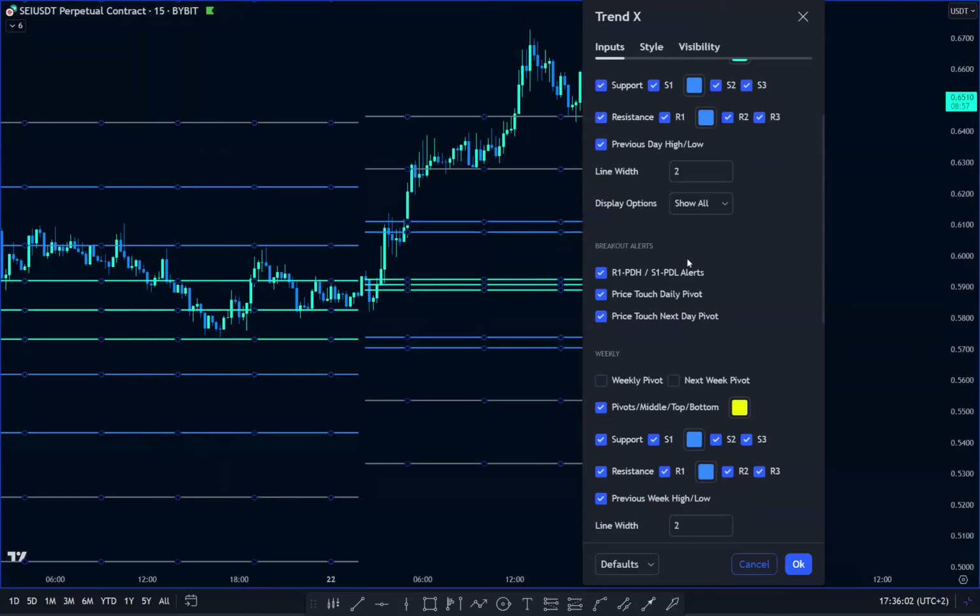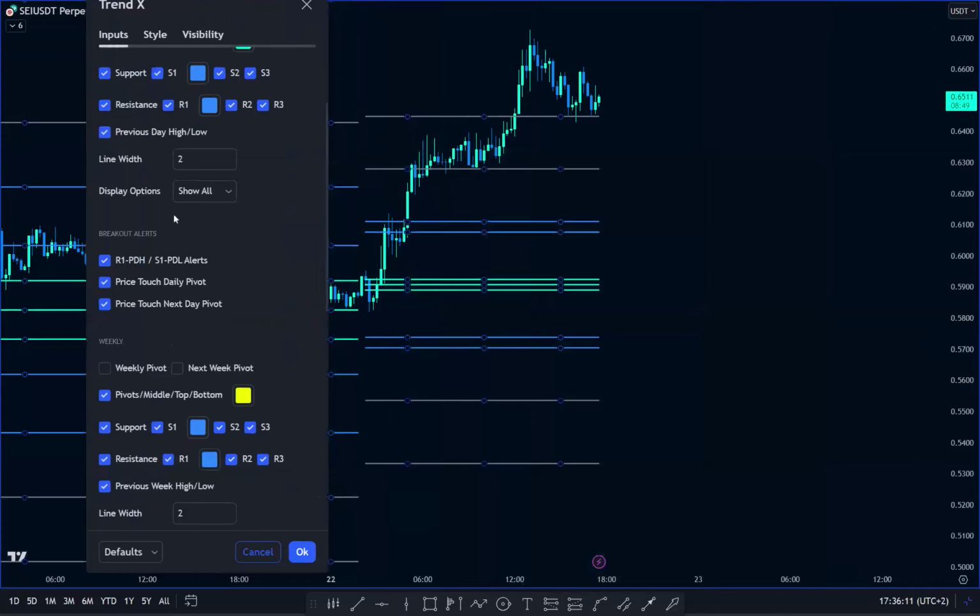And on the 15-minute, since I've selected it, every time price gets to any one of these levels that I've selected, the alerts will go off. What alerts I have on here at the moment is resistance one, previous day high, and support one, previous day low. So anytime price hits these two blue lines on the top of the range or these two blue lines at the bottom of the range, the alert will go off.